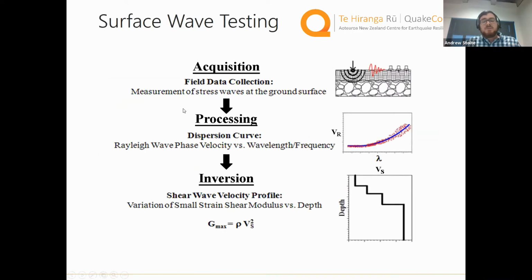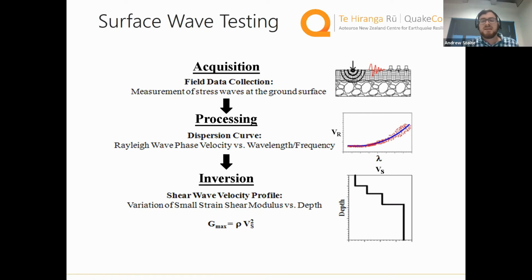The other testing methods we use, we're interested in actually measuring the shear wave stiffness. We're interested in measuring the stiffness of the soil. And to do that, we're going to use surface wave methods. These methods are quite complex, but I'm going to briefly talk about the three big steps in the processing. The first thing we do is we collect data in the field. We put sensors in an array on the ground and look at how waves travel across it.